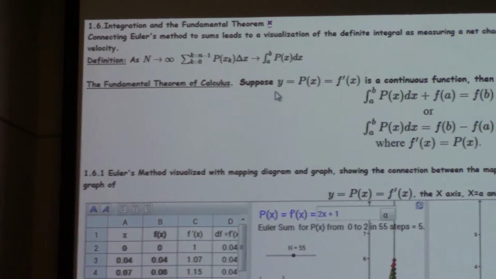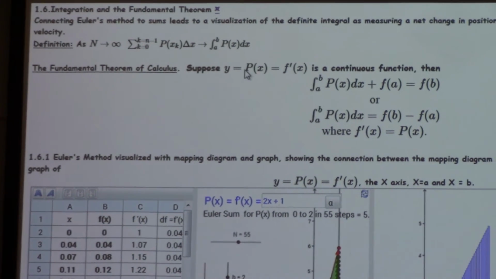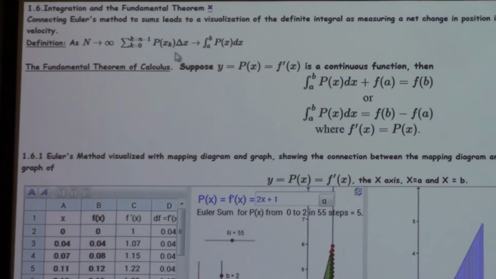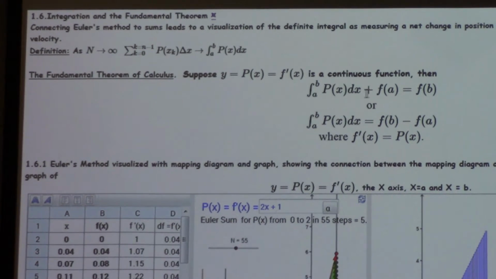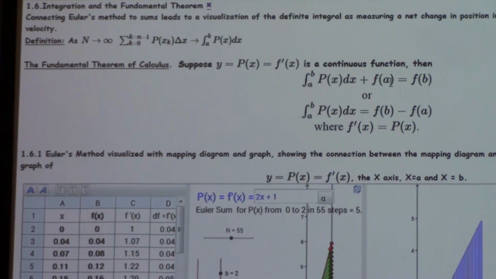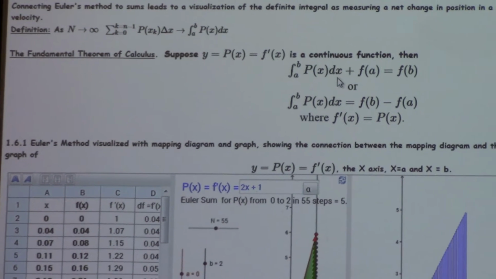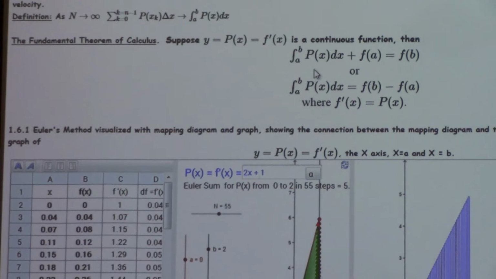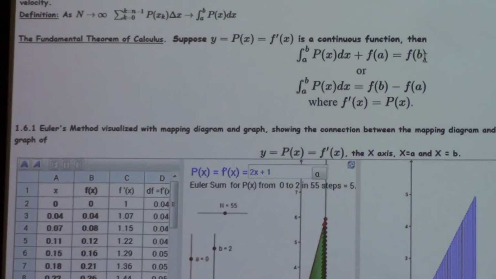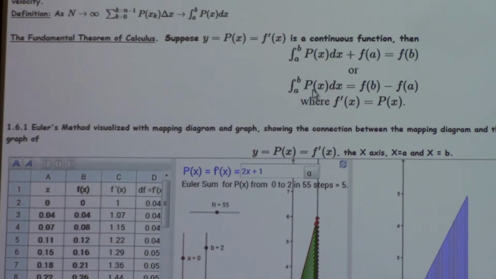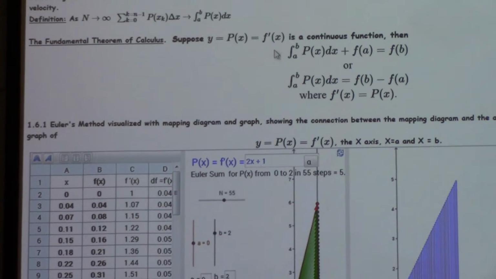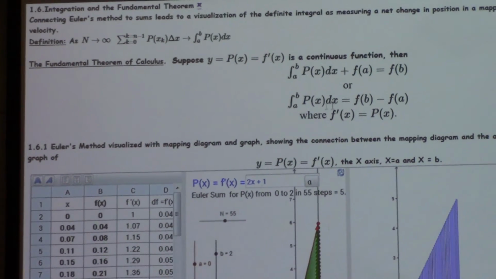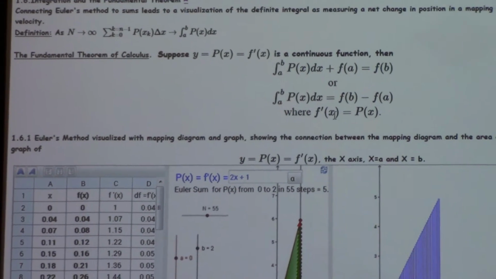The fundamental theorem of calculus says that if the function that you're integrating is in fact a derivative, and it's a continuous function, then if you take the place where you start and you add the net change, because that's what this integral is representing, the net change, you get where you finish. In other words, the definite integral is the net change in the antiderivative F for that function p. And that's the fundamental theorem.